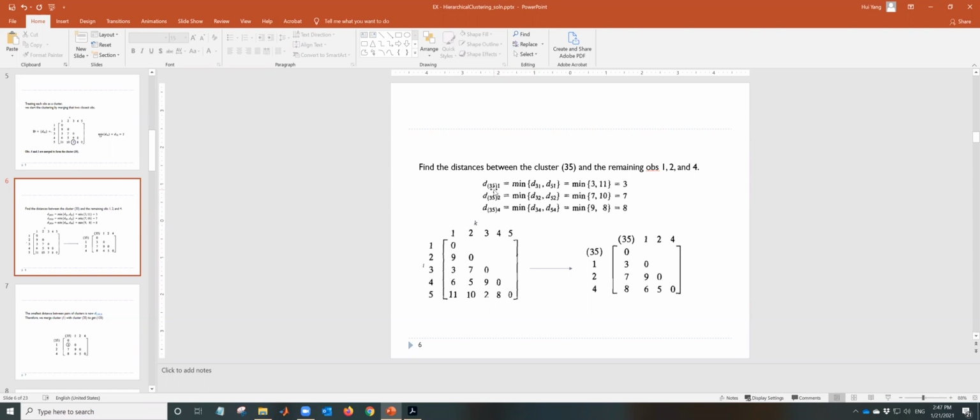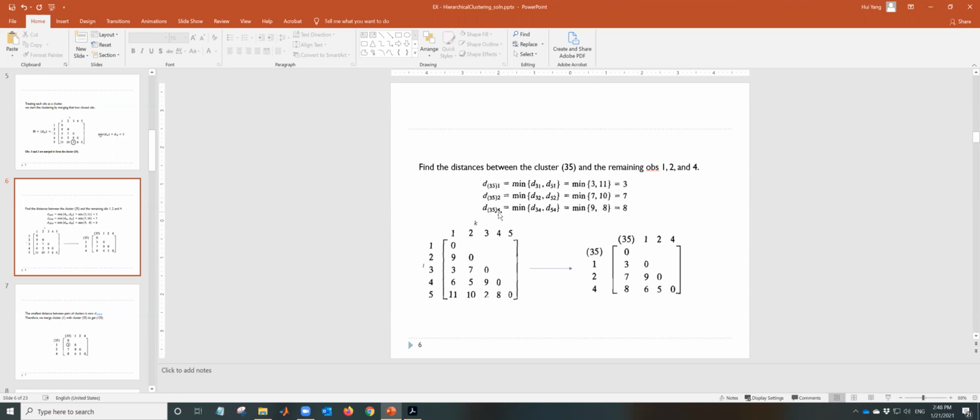So here 3, 5 is one cluster, 1 is another cluster. So this is 3 to 1 and 5 to 1. We take the minimum. 3 to 1 is 3, and 5 to 1 is 11. So the minimal distance is 3. So we put a 3: the cluster 3, 5 has a distance of 3 from cluster 1.